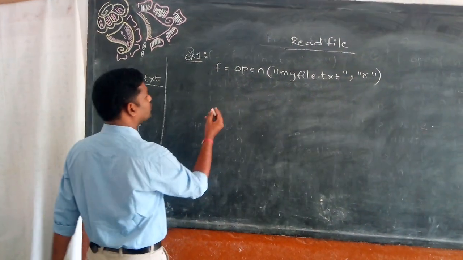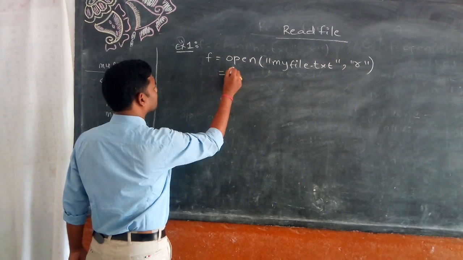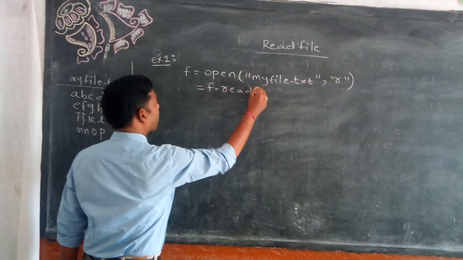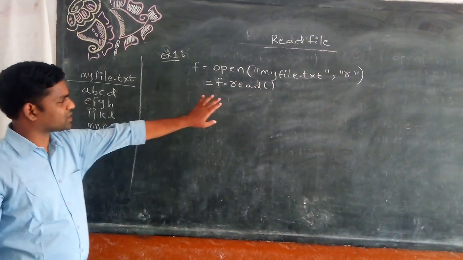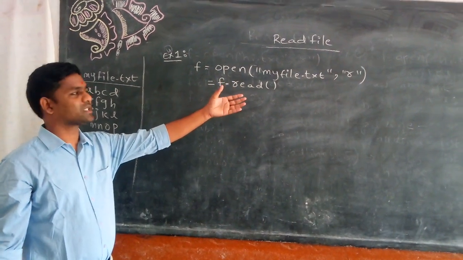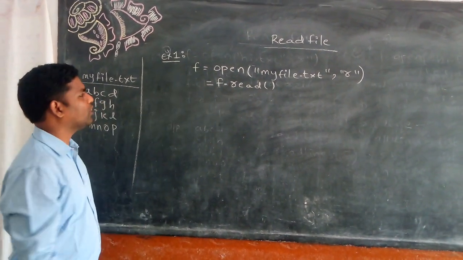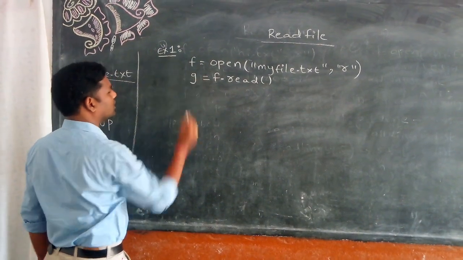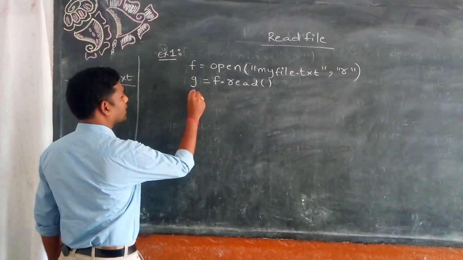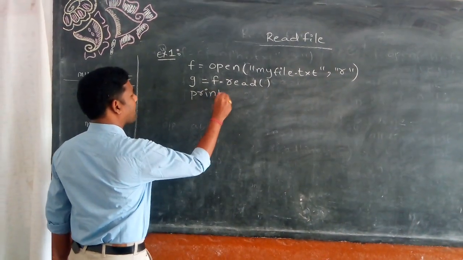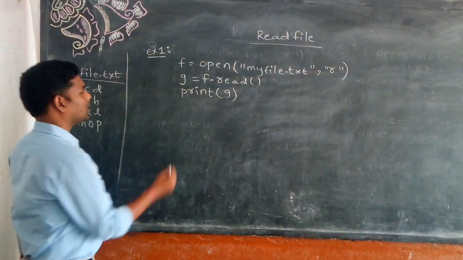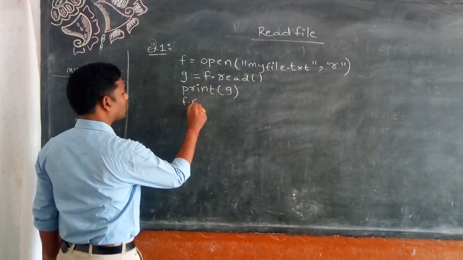And now I will use the read function. F is the instance of the file, f dot read. The read function will read the entire content and return it as a string. Whatever string data is available, I store into one variable called g. Now I say print g, so I am printing the read data on the console. And now I will close the file, f dot close.